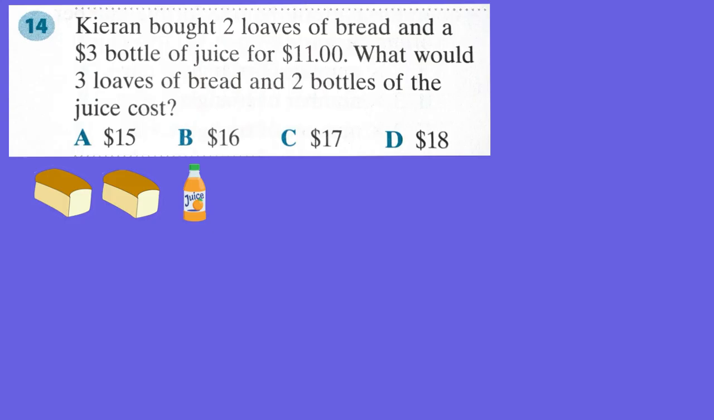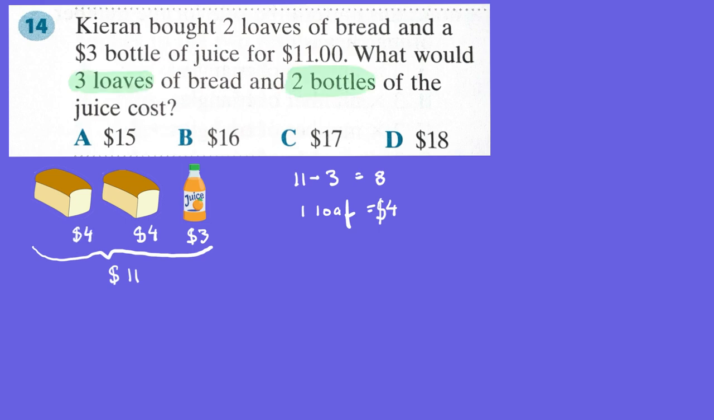So Kieran bought 2 loaves of bread and a $3 bottle of juice. So I'll put down that a bottle of juice costs $3. And of course you won't get the pictures in. I've just put them in for illustration. And now we know that the 2 loaves and the bottle of juice cost him $11. Well, in that case, the 2 loaves of bread would be 11, take away 3, which would be 8. That's for 2 loaves. And for 1 loaf, we would just pay $4. So we know now that each loaf is $4.